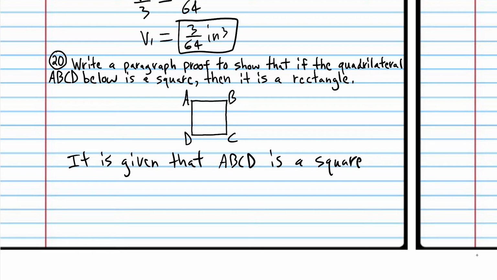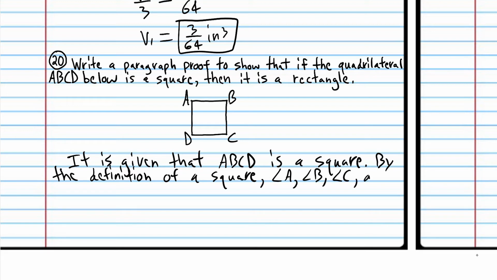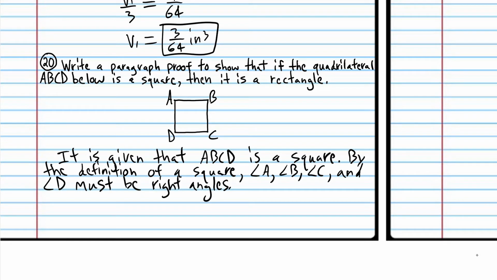Well, we should probably start a new sentence. By the definition of a square, angle A, angle B, angle C, and angle D, all the angles must be right angles. Square is defined that way. A square is a quadrilateral with 4 right angles, and the sides are all congruent.